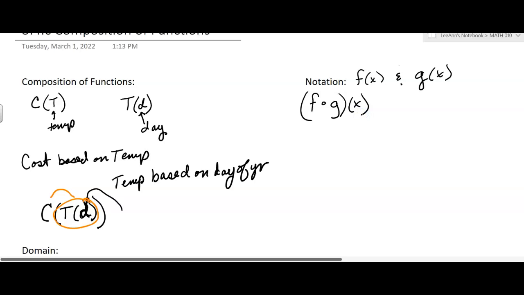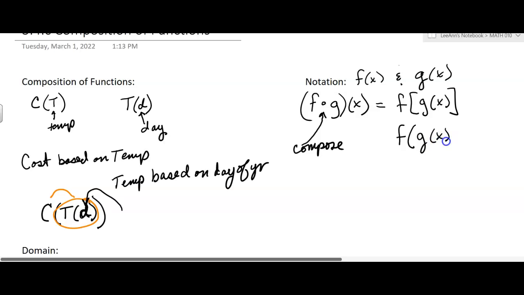That's the symbol for composition. That little circle there means compose. You're going to compose f and g. Okay. It equals f of g of x. Now, some textbooks will use brackets. I like the brackets. Sometimes they just use parentheses, like f of g of x, like this. I don't really care which one you use, but you'll see both of those notations.